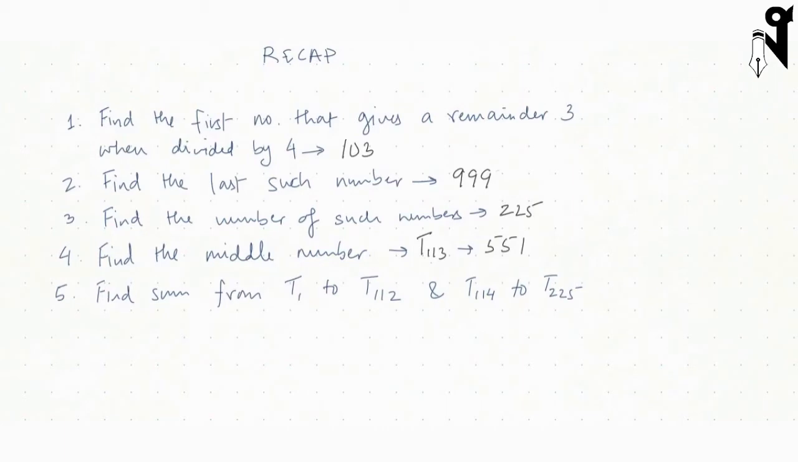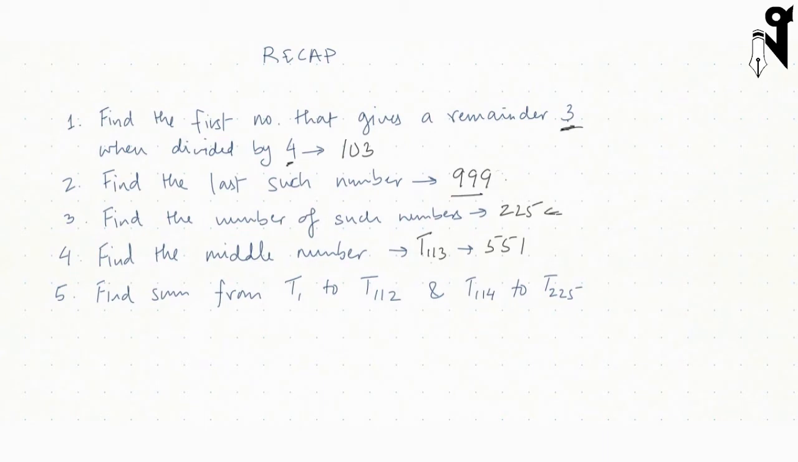Okay, let's just recap the problem once, since it was quite a long problem. So over here I've written down all the pointers. The first thing we did was to find the first number which gives a remainder 3 when divided by 4, that is 103. This was the first step. The next step was to find the last such number, the last 3-digit number which gives a remainder 3 when divided by 4, that happens to be 999. Now the next step was to find the number of numbers. So if I have the last term, first term and common difference, I can basically find the number of numbers. The number of numbers turns out to be 225.